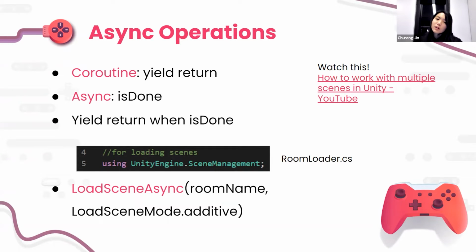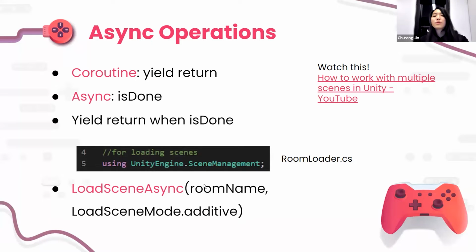So for our purposes right now, I think all we need to know is that async operations also run in the background, and they have something called is done. If you check is done on an async operation, it will tell you if the operation is finished. So if we combine these two, we can make a coroutine that yield returns when whatever async operation in it is done. I think that makes sense. If you need more information on working with multiple scenes in Unity, I suggest this video. It's pretty helpful. But for our purposes, that's all we need to know.